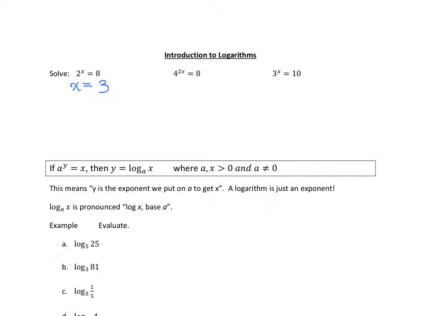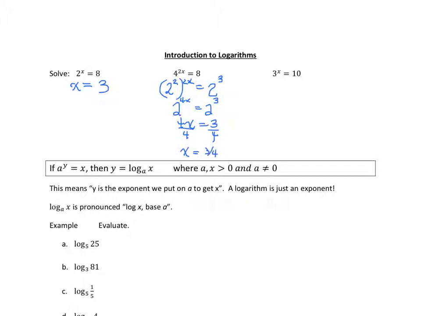So for a base of 4 and a base of 8, a common base we could use is 2. So I could write the 4 as 2 squared to the exponent 2x, and I could write the 8 as 2 cubed. And then remember, we simplified. This is power of a power, so that would be 2 to the exponent 4x. And then once you have the base the same on both sides of the equal sign, the next step was to set the exponents equal and solve for x. So in this case, we would divide by 4. So x is equal to 3/4.